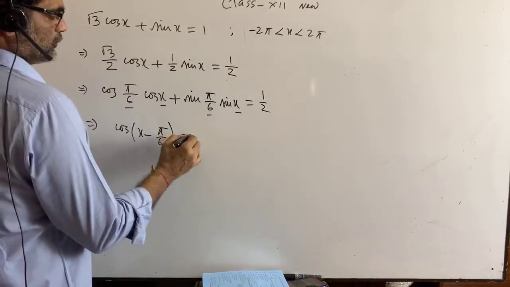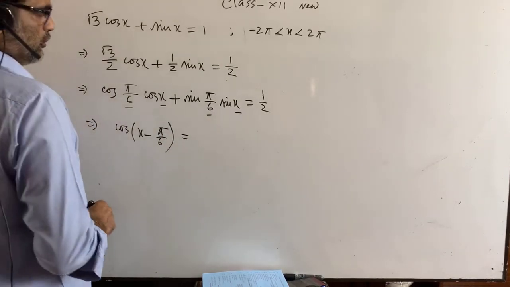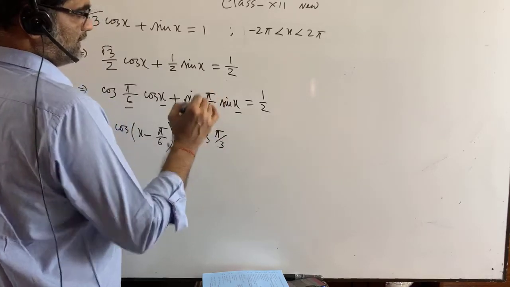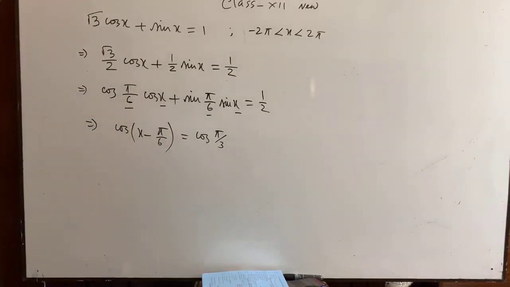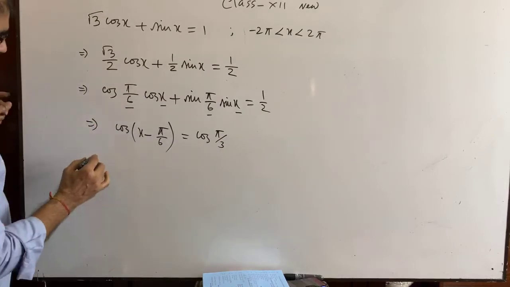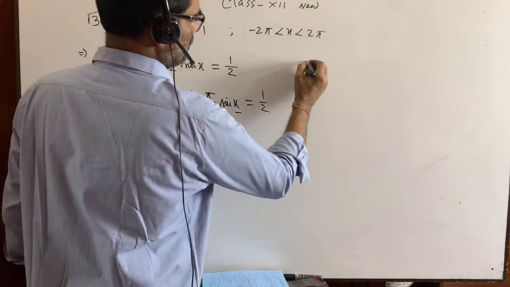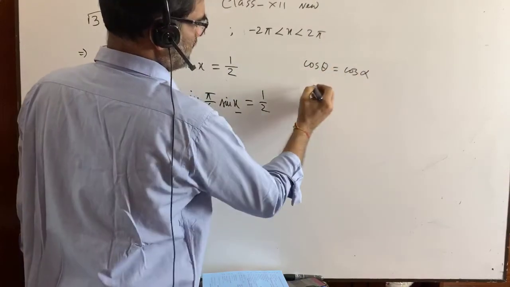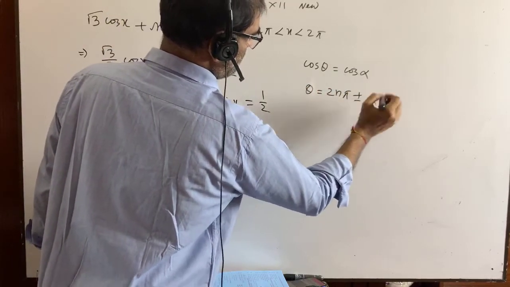So we are getting half, which means cos half means cos pi by 3. Please try to understand. Cos 60 degree equals to what? Half. So we are getting the formula cos theta equals to cos alpha. What is the formula? Let me know. Cos theta equals to cos alpha, so theta equals to 2n pi plus minus alpha.